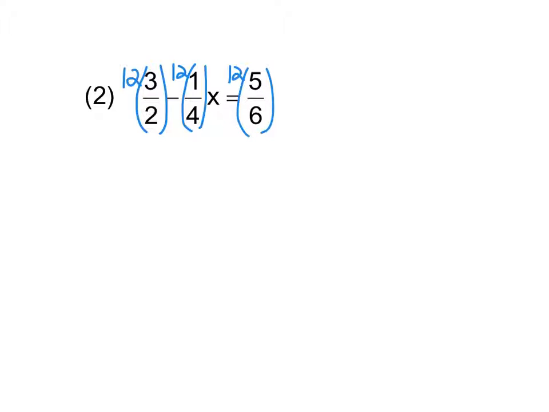So 2 goes into 12 6 times. 4 goes into 12 3 times. 6 goes into 12 twice. Carry out the process. What we have left here is 6 times 3.